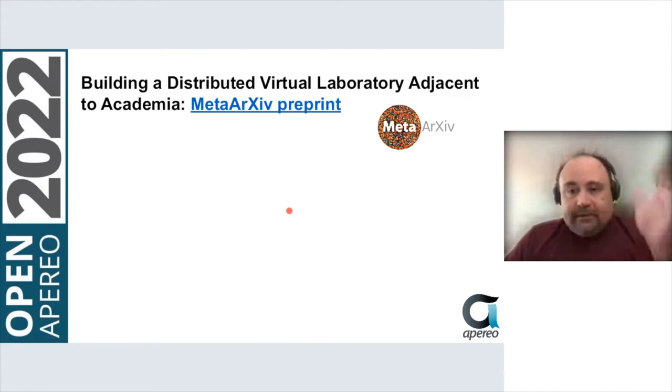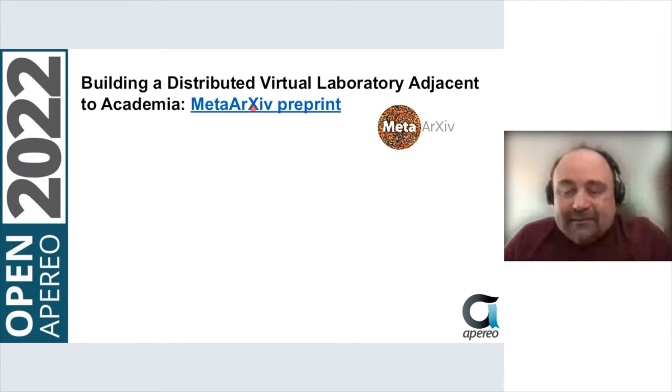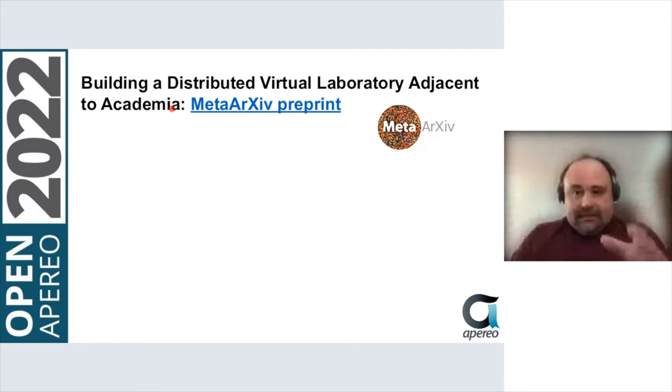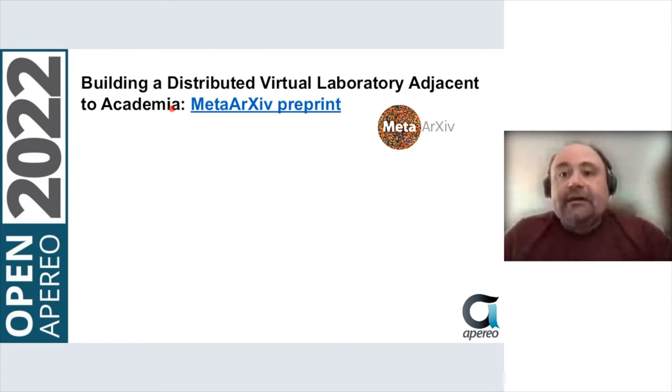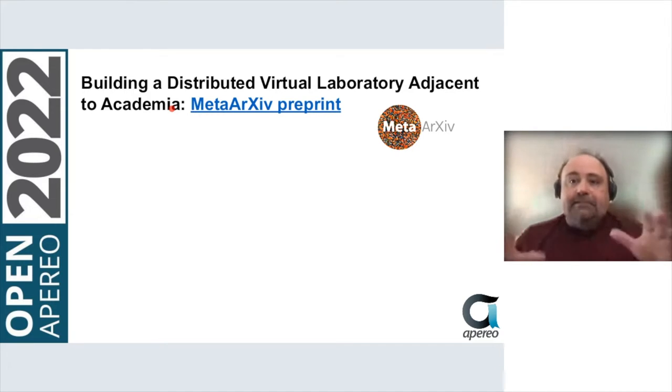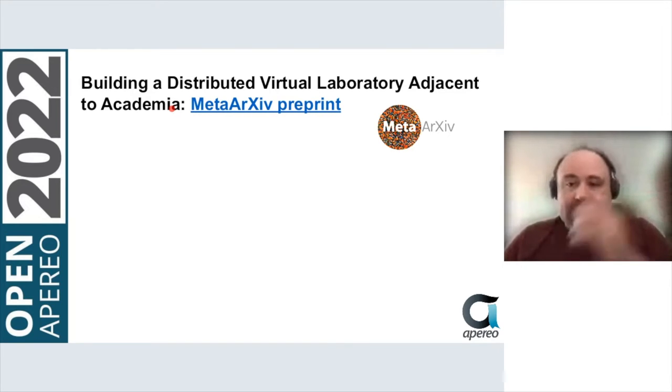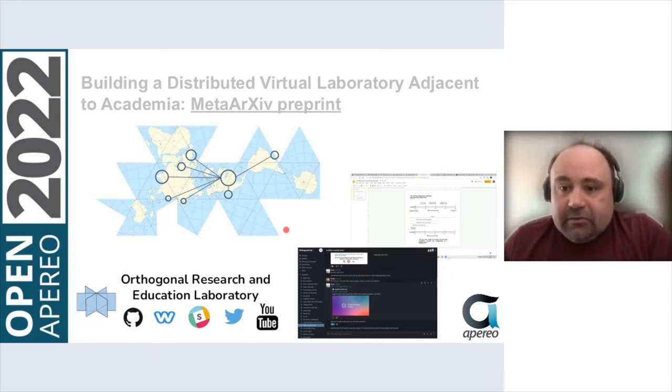So I'm going to talk a little bit about the Orthogonal Lab first. I wrote a preprint on this at the Mutter Archive. If you have the slides, you'll get the link to this. It's called Building a Distributed Virtual Laboratory Adjacent to Academia. What we've done is taken a lot of the different components of academic research and some teaching components and turned this into a participatory distributed virtual organization. It takes a lot of cues from traditional open source, and maybe some new features. But I'm going to talk a little bit about that.